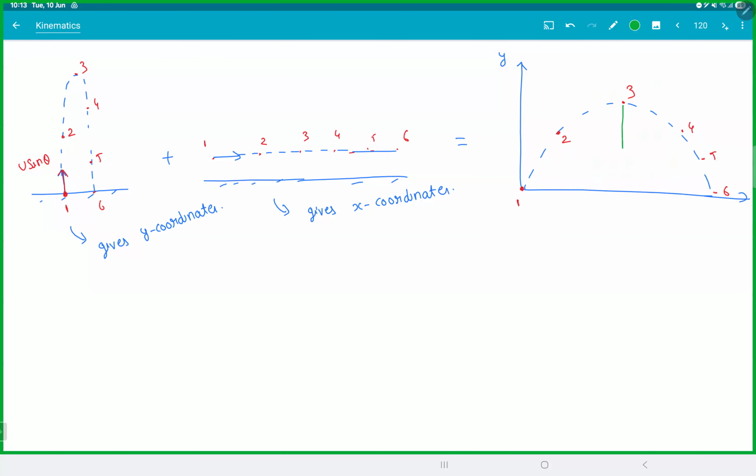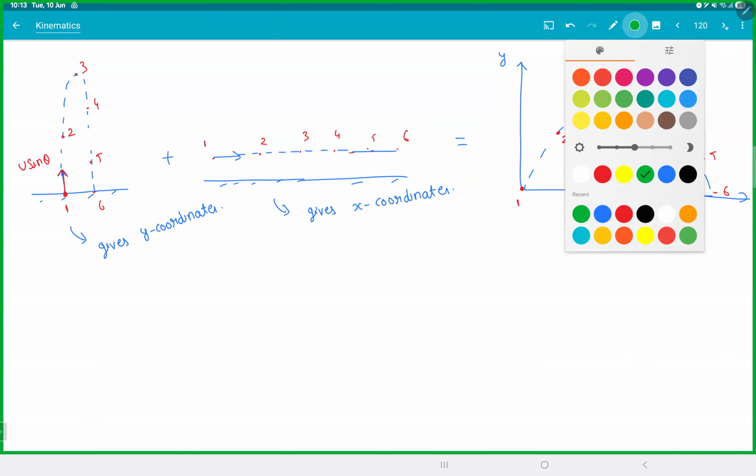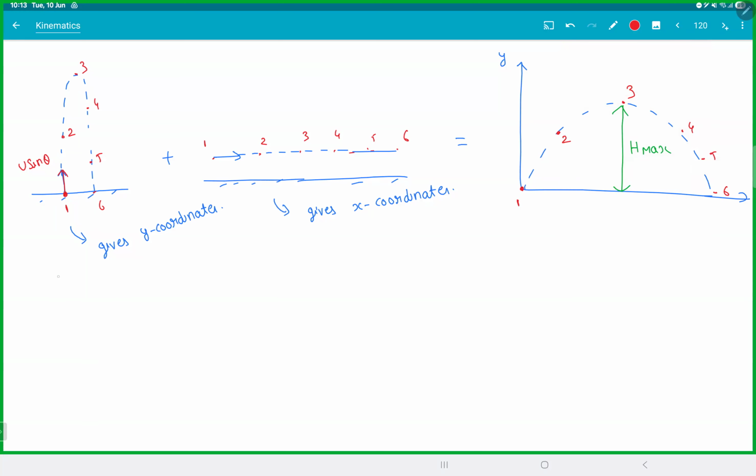And in this, you can clearly see this point will be your maximum height. So the vertical direction, right? The y direction is responsible for maximum height and time of flight. So this gives h max, this gives time of flight, this gives time of ascent, and this gives time of descent. Using this logic, you will get the formulas.